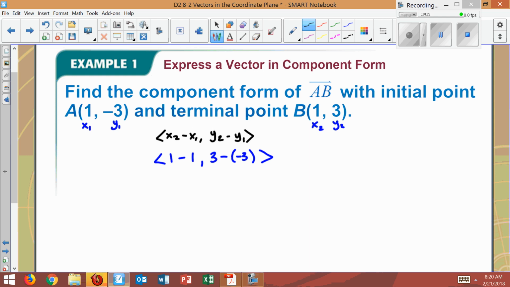So that's what we're using here. And so we end up with component form of 0, comma, these would change to negatives, make a positive, so it'd be 0, comma, 6. This would be our answer here.